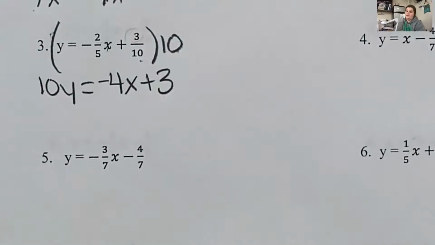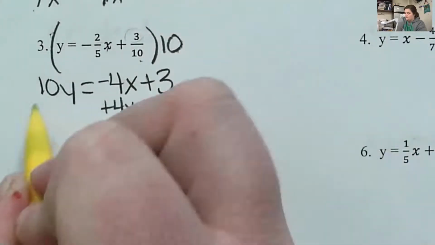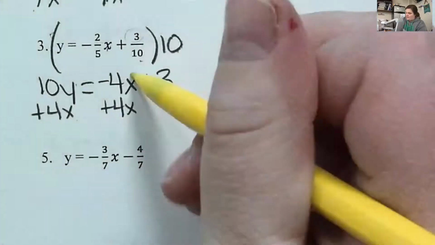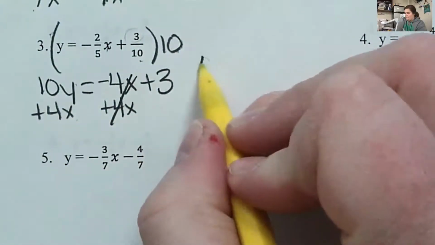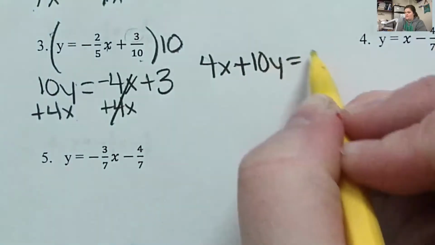Okay, I'm getting there. No fractions. Now I'm going to need to get all my x's and y's to one side. So I'm going to add that 4x over. I can't put y's and x's together. They're not like terms. So I'm just going to rewrite it. I have 4x plus 10y equals 3.